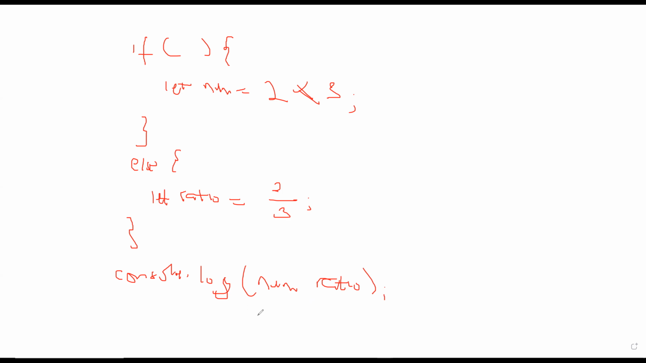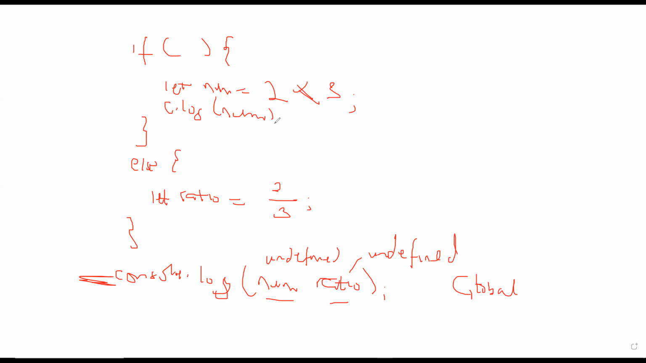Now, if I try to do this, num and ratio will give me undefined. Anytime you see undefined, it simply means that that variable is not defined within this context. And this context is the global. Why is it global? Because it is not within this block of code. But if I do the same thing here, console.log num, then it should be available here. So this will give me 6. If I say console.log ratio, then this will give me 0.66666667.